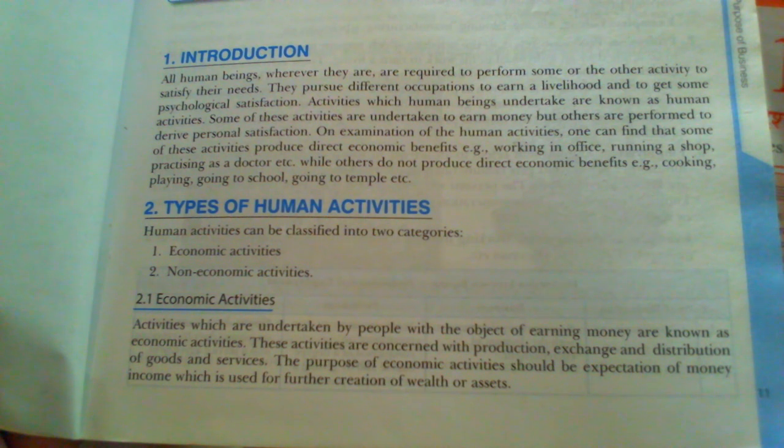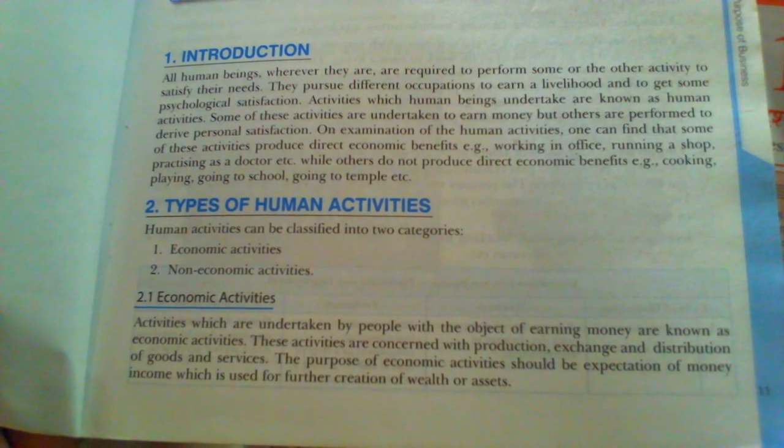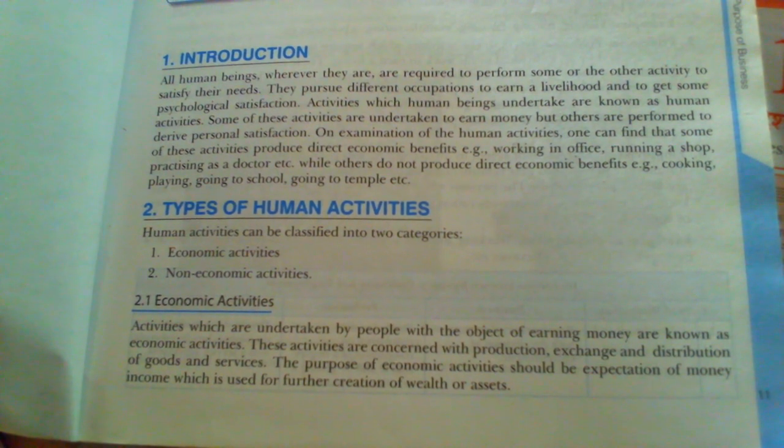On examination of human activities, one can find that some of these activities produce direct economic benefits. Example: working in an office, running a shop, practicing as a doctor, etc. While others do not produce direct economic benefits. Example: cooking, playing, going to school, going to temple, etc.